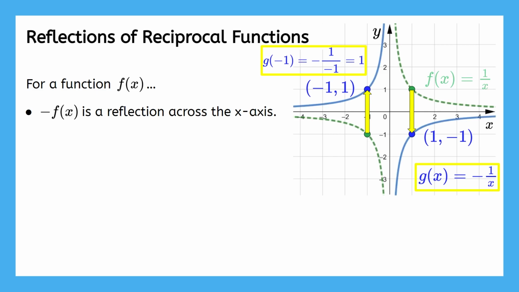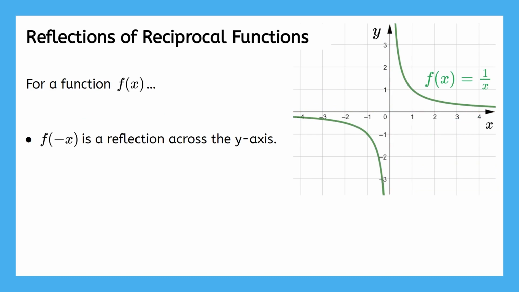Here's the entire graph reflected. Did you notice that the function's asymptotes haven't changed? Even after the reflection, the asymptotes are still at y equals 0 and x equals 0.